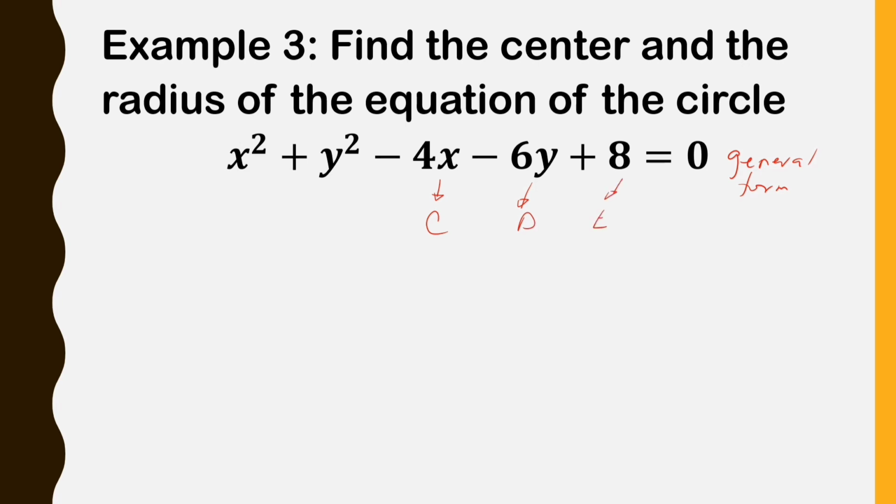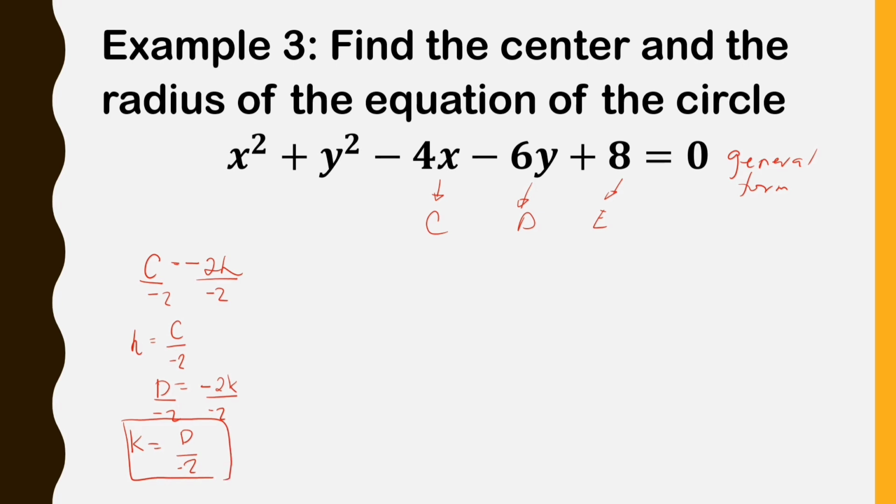In the previous example, to get the center, h, we use the equation c is equal to negative 2h. To get h, we divide both sides by negative 2. Therefore, h is equal to c divided by negative 2. And for k, d is equal to negative 2k. Divide both sides by negative 2. Therefore, k is equal to d divided by negative 2. We will use these two equations to determine h and k.